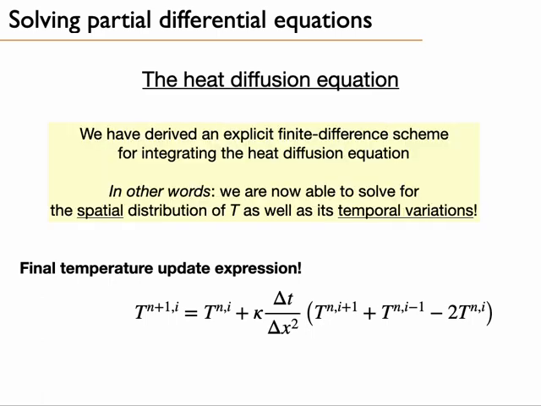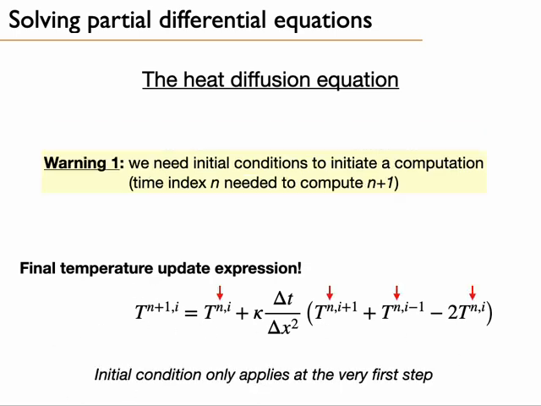the temperature. So we have derived here an explicit finite difference scheme for integrating the heat diffusion equation. So in other words, we are now able to solve for the spatial distribution of T as well as its temporal variation. So that's cool. With this expression, we can solve for this. Of course, there are some warnings.